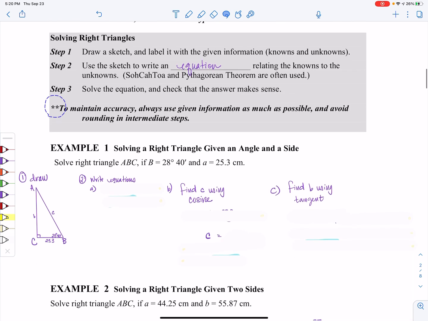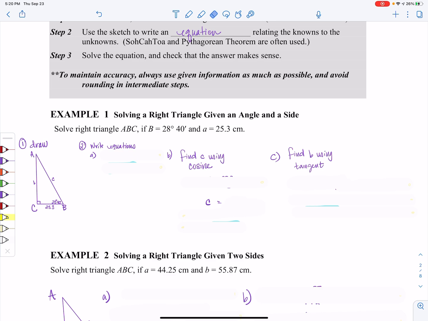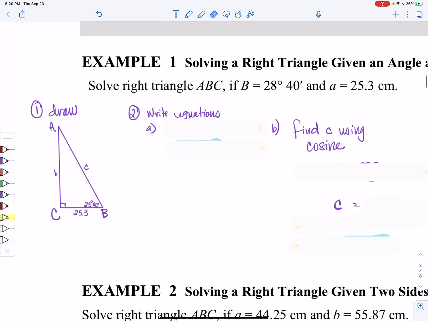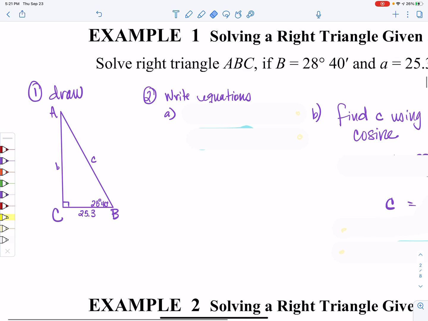All right, so when we're looking at example number 1, we want to solve the triangle, and we're given some information. We're given what angle B is, and we're also given what side a is. So you'll notice that I've drawn a right triangle. Angle C went at the right angle. Lowercase c went on the hypotenuse.